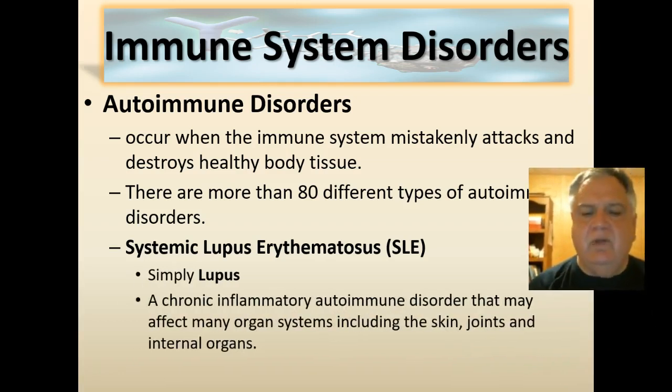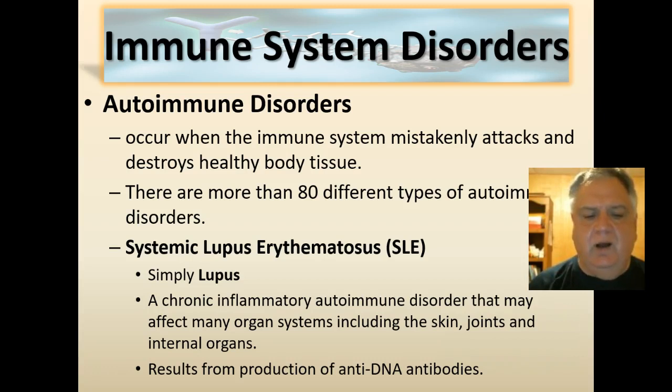This is a chronic inflammatory autoimmune disease or disorder that may affect many organs, including the skin, the joints, and internal organs. This happens because the B cells are producing anti-DNA antibodies. And when you think about it, let's say, for example, with the skin, because the skin is oftentimes a first sign or symptom of lupus. So what happens is we know that skin cells constantly get abraded and die, and when they do, they release DNA into the system.